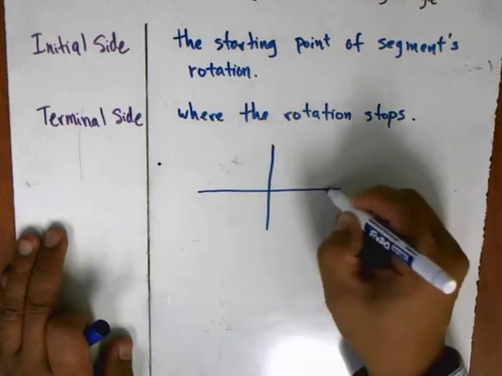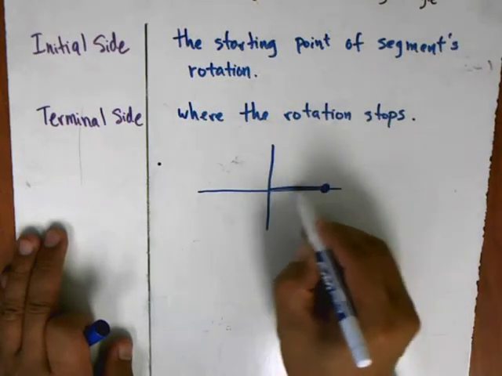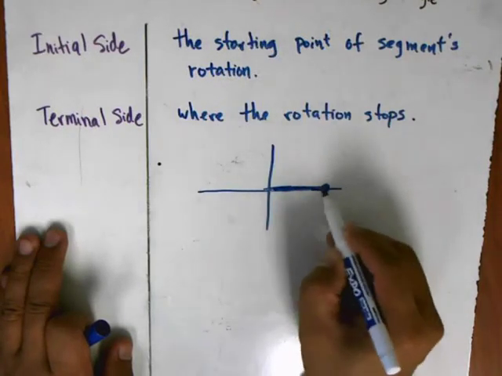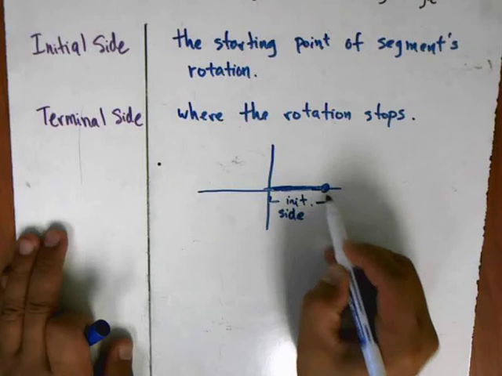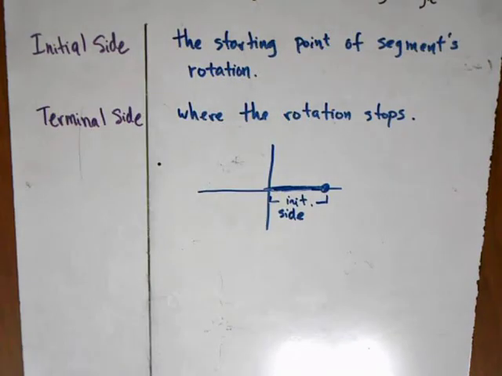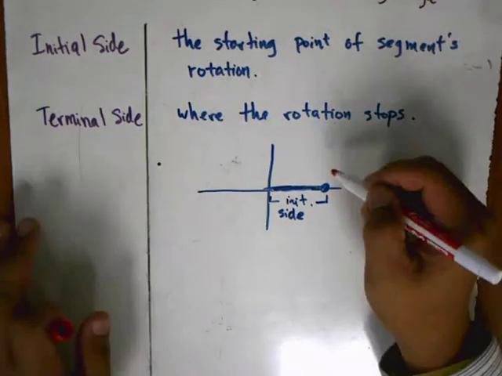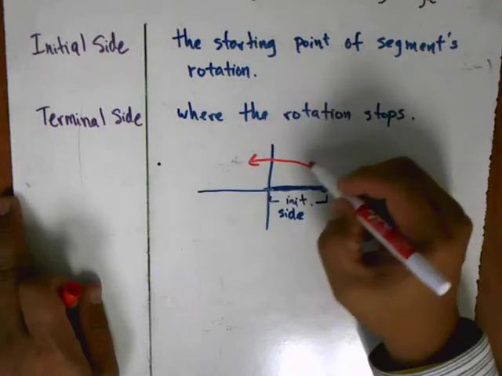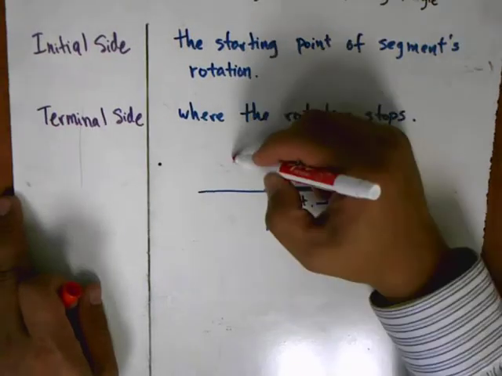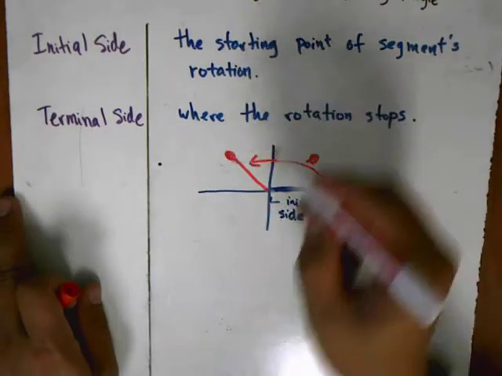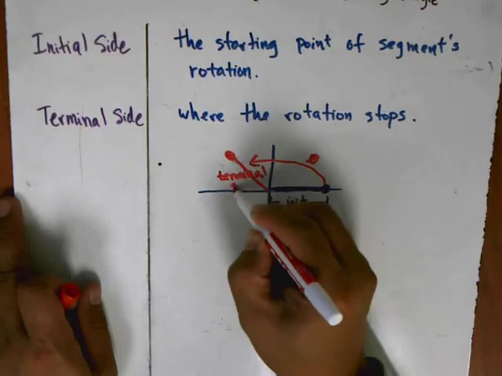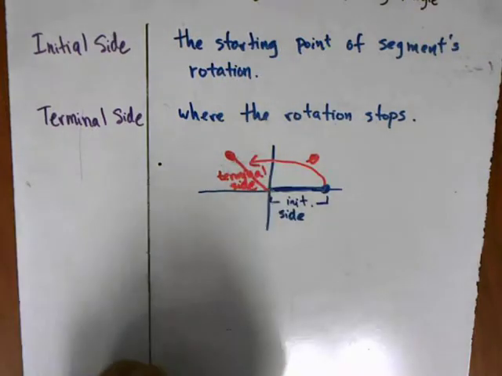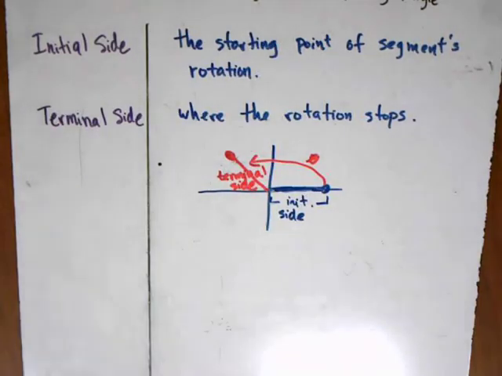For example, if I have a length here, and I'll make this a little bit bigger, this length right here is the initial side. And if I take that angle and I rotate it, let's say I rotate it all the way over here, this is some theta. Well, now this is the terminal side, where the rotation terminates or where it ends.